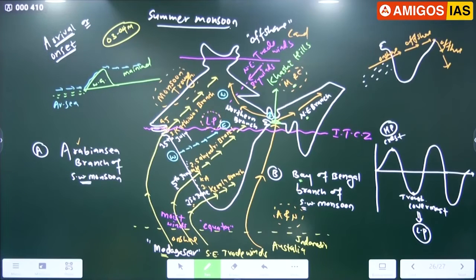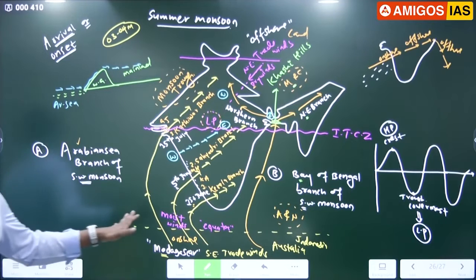Therefore, the Eastern Ghats receive less rainfall than the Western Ghats. If you get the question why the Eastern Ghats receive less rainfall, this is the scientific reason.